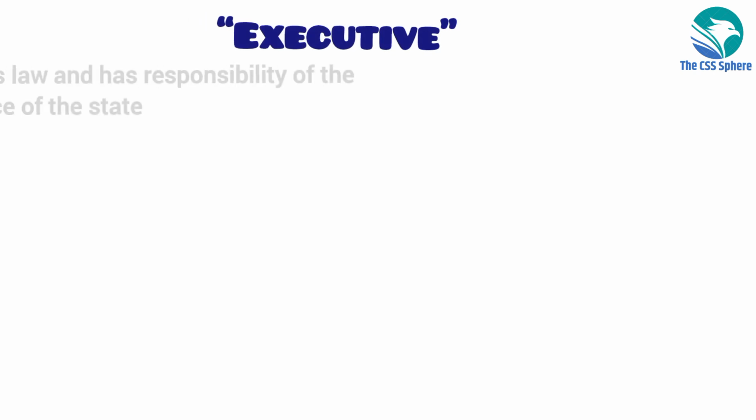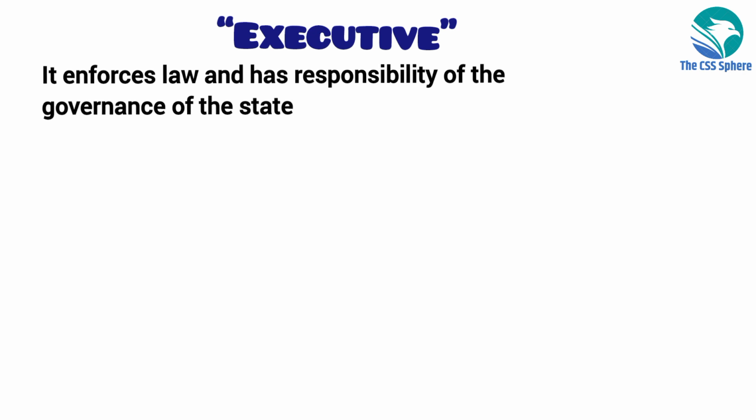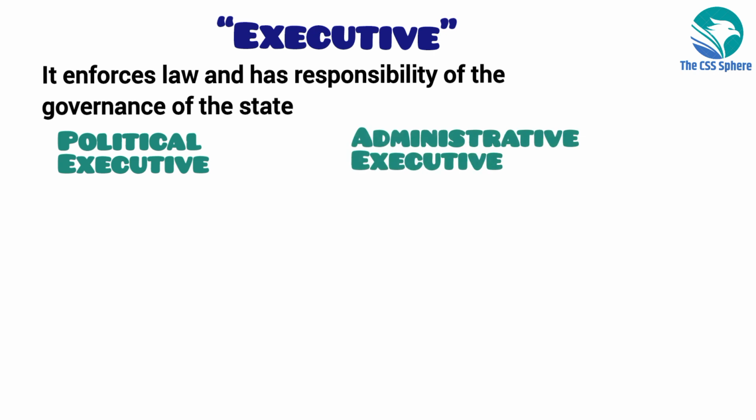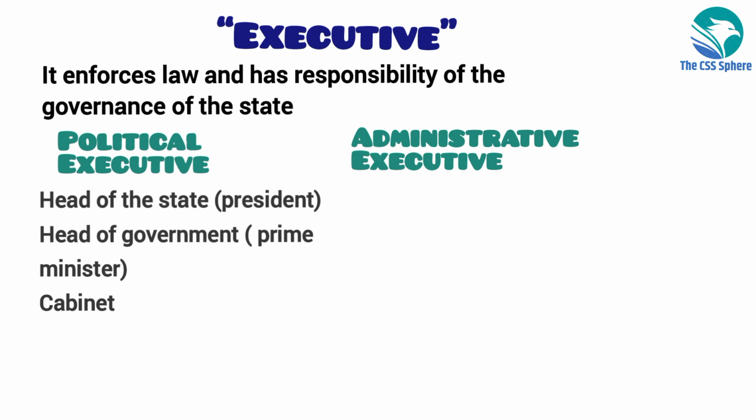Legislature has the authority to declare war. The next form of government is executive. Executive is a part of government that enforces law and has responsibility for the governance of the state. There are two divisions of executive. First one is the political executive and second one is the administrative executive. Political executive consists of head of the state, head of the government and cabinet. Administrative executive consists of bureaucracy.